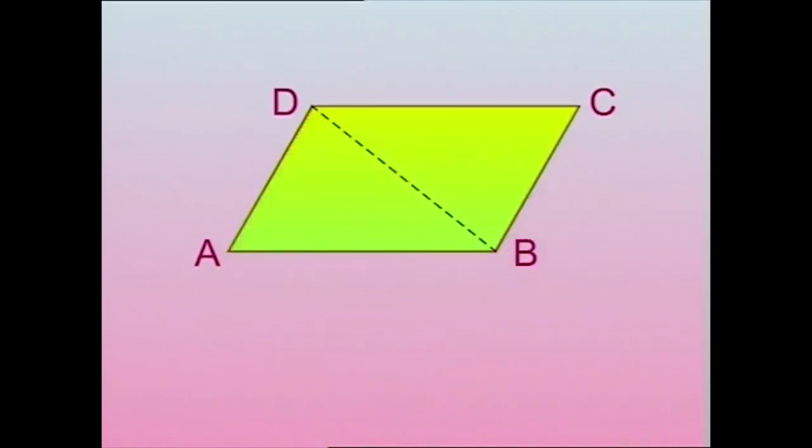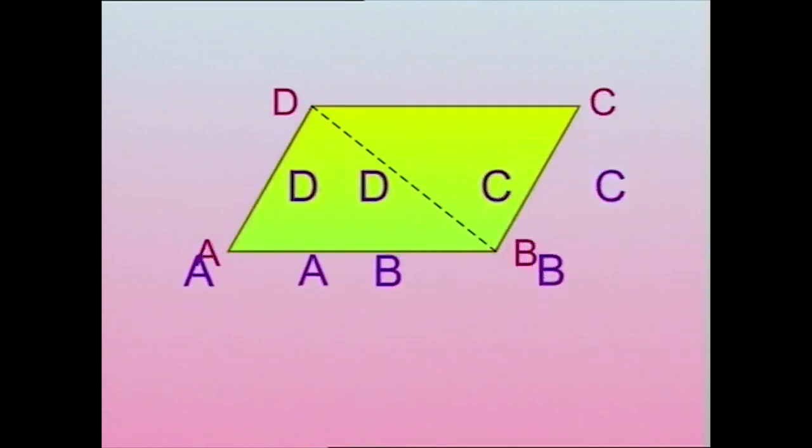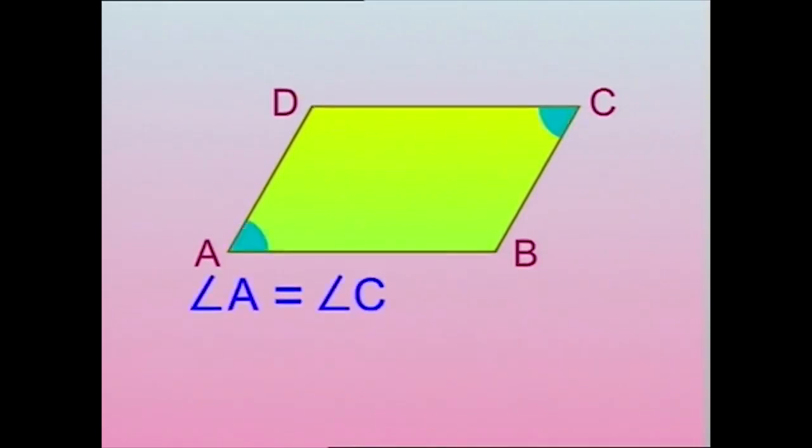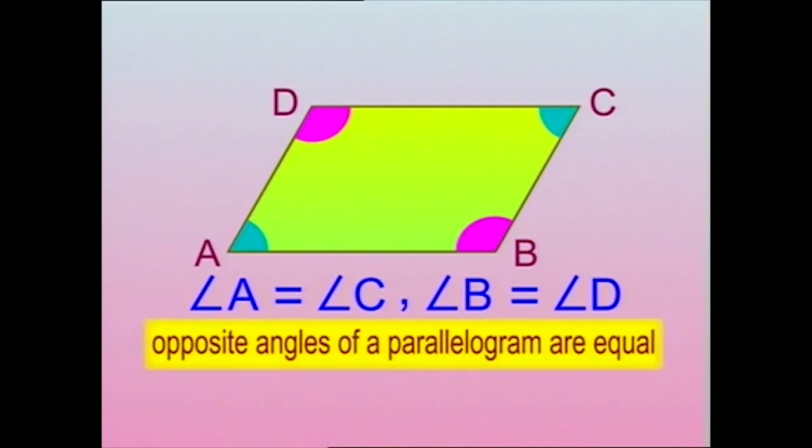Since corresponding sides and angles of congruent triangles are equal, the properties of a parallelogram are: opposite sides are equal. That is, AB equals DC, and AD equals BC. Opposite angles are equal. That is, angle A equals angle C, and angle B equals angle D. Ah, so that means for parallelograms there's no relationship between the lengths of adjacent sides.